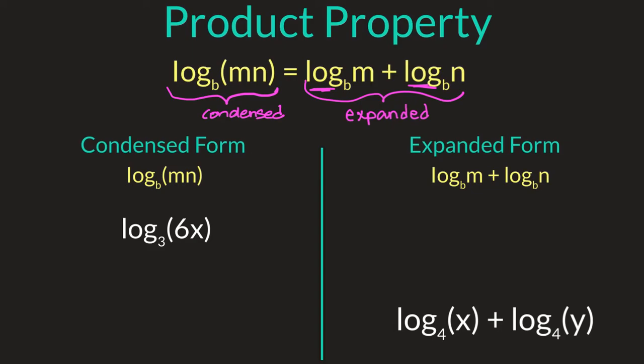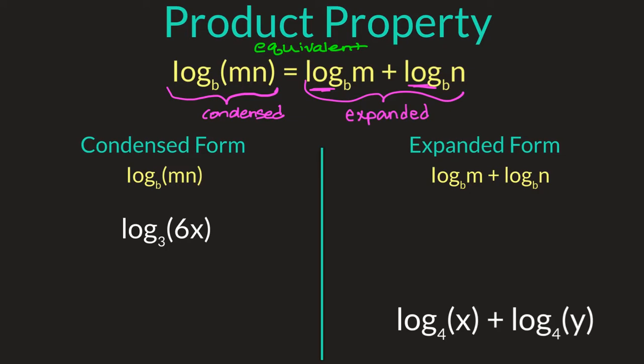And lastly, please make sure that you understand that just because something is in condensed version and you expand it, they will be equivalent on both sides of the equal sign. There's nothing that should be different about them. If you were to plug in a value and put it in your calculator, the left side should equal the right side if you did it properly.